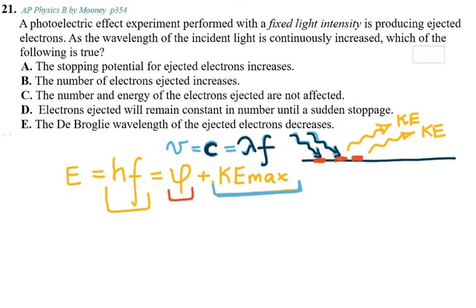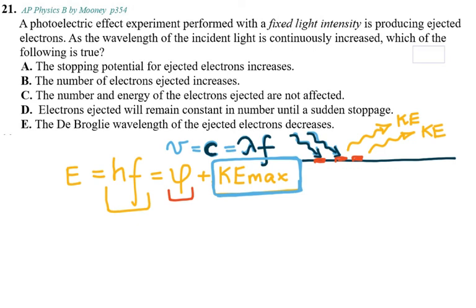The number of electrons ejected increases. If the same amount of photons are coming, then the same amount of electrons is ejected. The number and energy of the electrons ejected are not affected. The energy of the electrons ejected is affected. It's going to be less because the frequency is less. The number of electrons ejected will remain constant until a sudden stoppage.